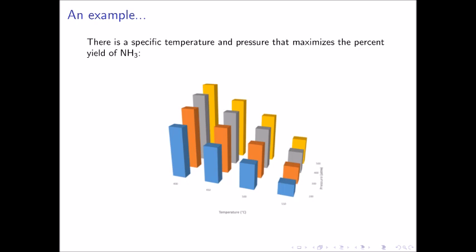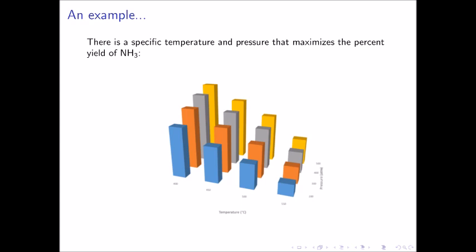The temperature axis in the front ranges from 400 degrees Celsius on the left-hand side up to 550 degrees Celsius on the right-hand side. The pressure axis on the side ranges from 200 atmospheres in front to 500 atmospheres in the back. Each block represents the percent yield of ammonia at that pair of conditions.